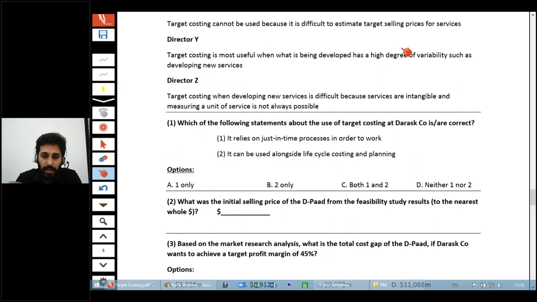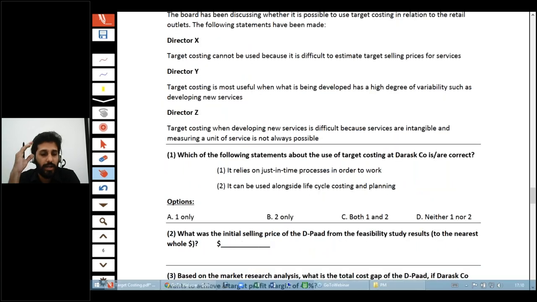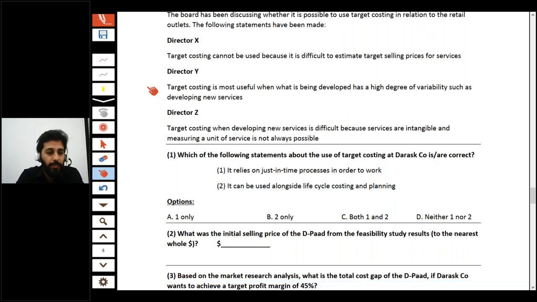This question is not specifically related to the case, and this kind of question can be examined in a knowledge based way as well. So you should read these two requirements. Which of the following statements about the use of target costing at Darask is or are true? Number one, it relies on just in time process in order to work. The answer is no.